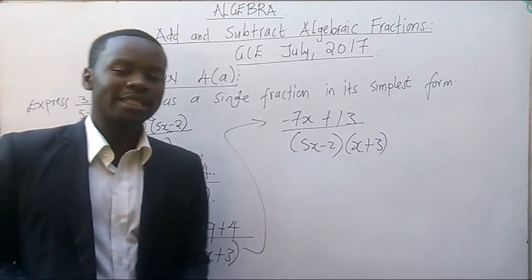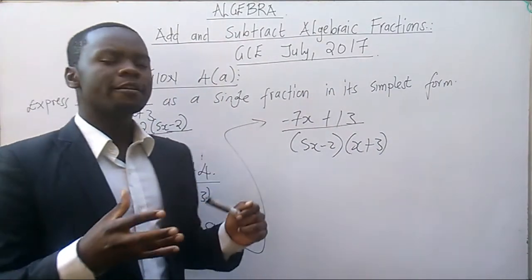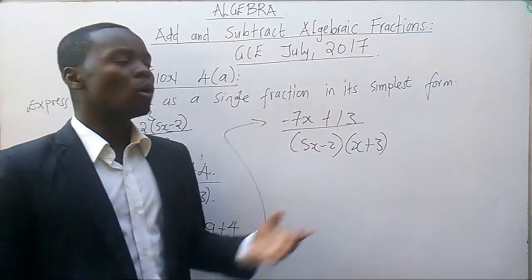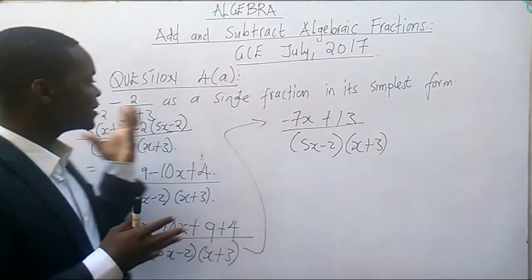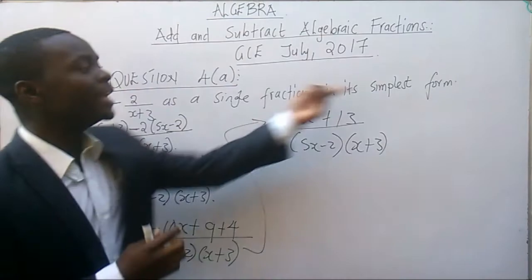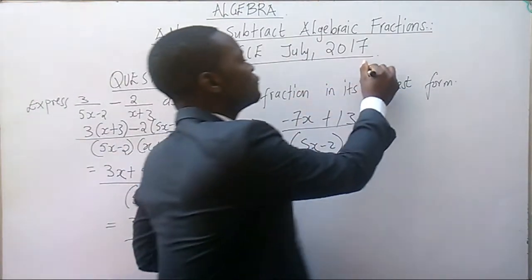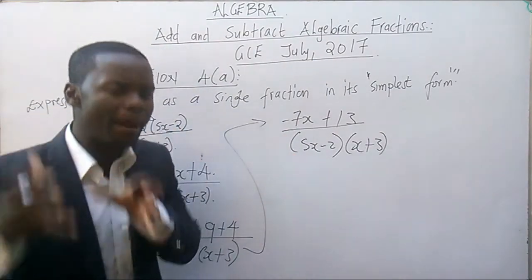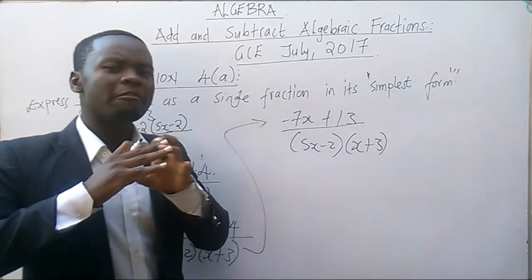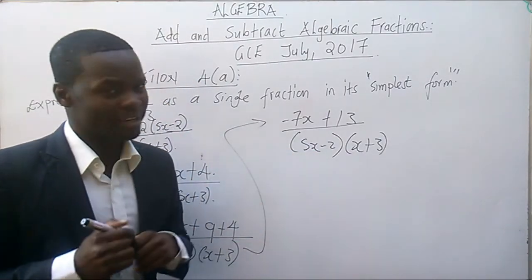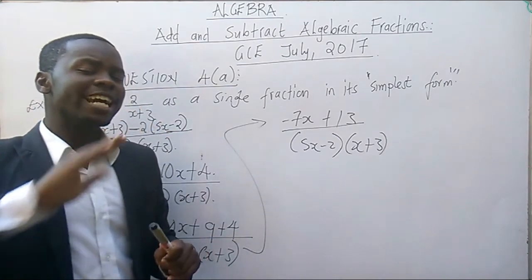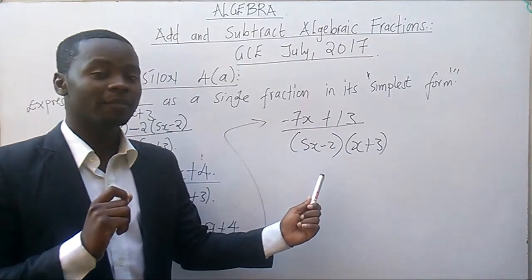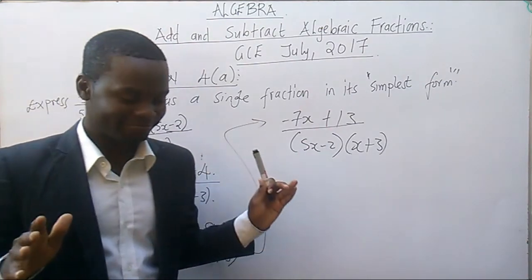Now when you reach this stage, you must ask yourself what common factor, what number or algebraic expression can go into our numerator and our denominator without leaving a remainder? Because the question is saying we must express it as a single fraction in its simplest form. The term simplest form means that you must leave it at a stage in which there is no number, no common algebraic expression which can go into both your numerator and your denominator without leaving any remainder. Of course, apart from 1. Is there any common factor here? We don't have. None. Very simple.